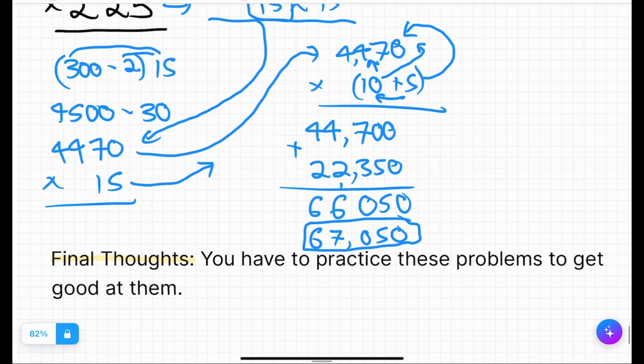Now, my final thought on this is you have to practice these problems to get good at them. 1, because you need to practice being creative with these problems. And 2, because you can't multiply and keep track of all this information in your head overnight. It takes a lot of practice.